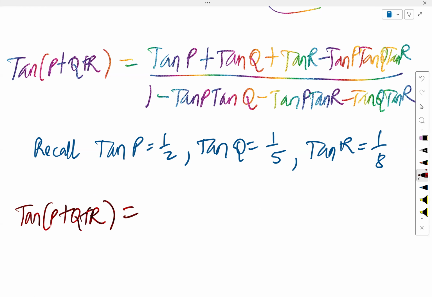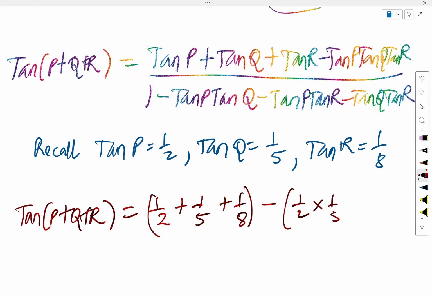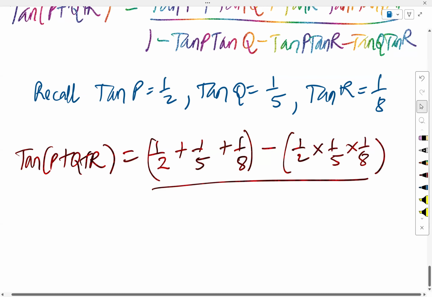So we can fix up these values now. Tan P, we're told, is 1 over 2. Then tan Q is 1 over 5. Tan R is 1 over 8. So we have to sum these three up, then minus tan P tan Q tan R. So we'll multiply them: 1 over 2 times 1 over 5 times 1 over 8 up there. And then we come down here and see what we get.